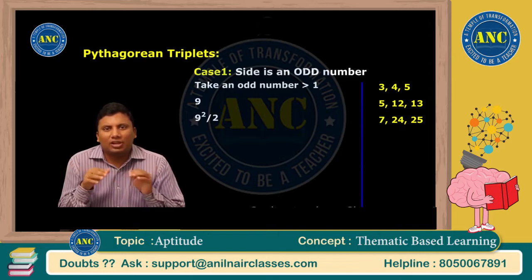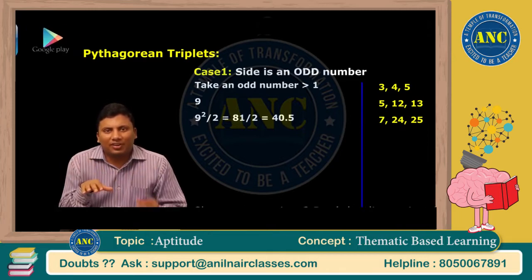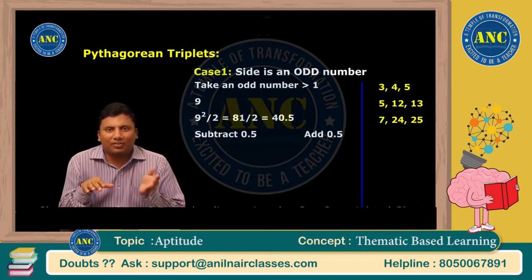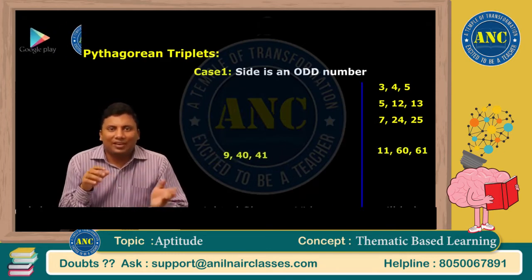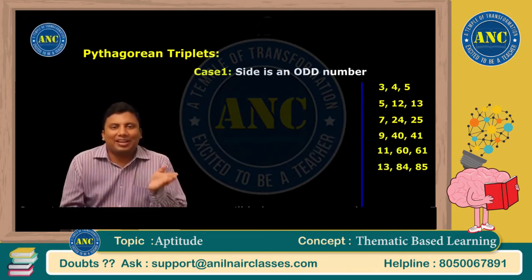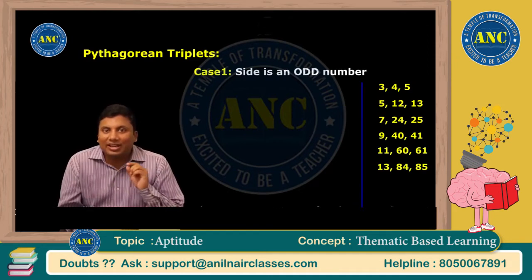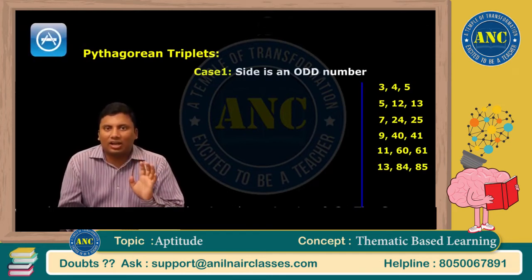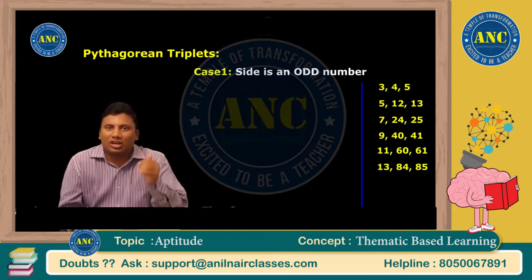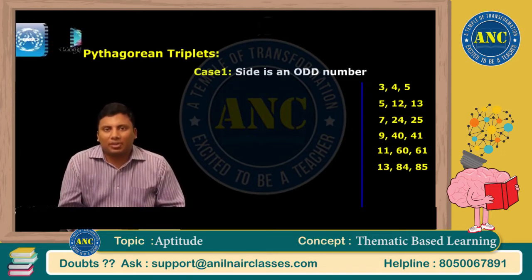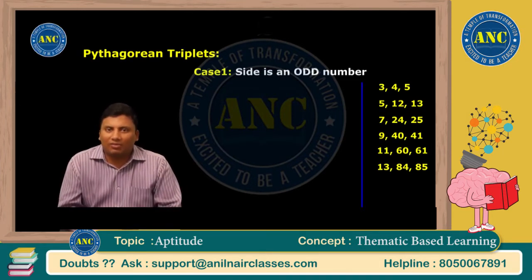9 square by 2 is 81 by 2, 40.5. Subtract 0.5, add 0.5: 9, 40, 41. Similarly 11, 60, 61 and 13, 84, 85. If the side is an odd number and the side is not the hypotenuse, you can use this logic to find all the Pythagorean triplets. No need to mug up any Pythagorean values.